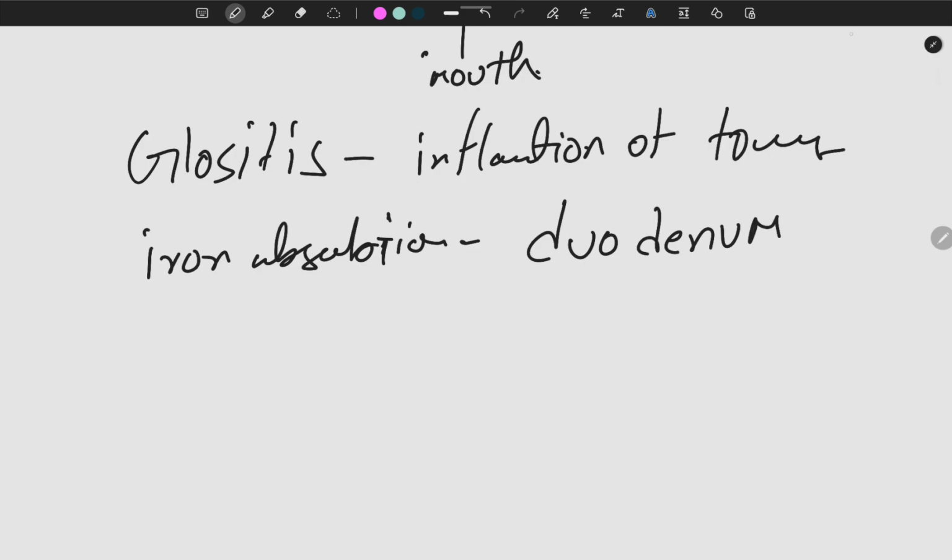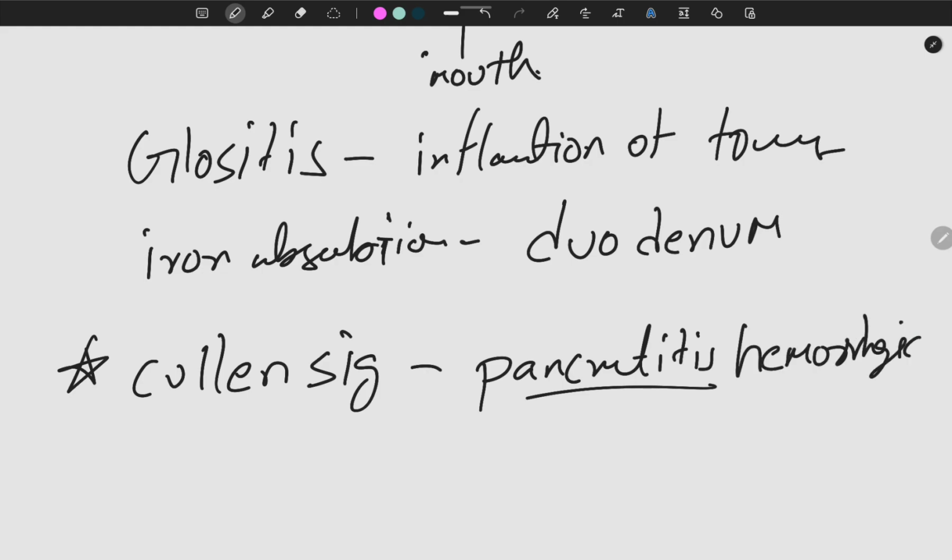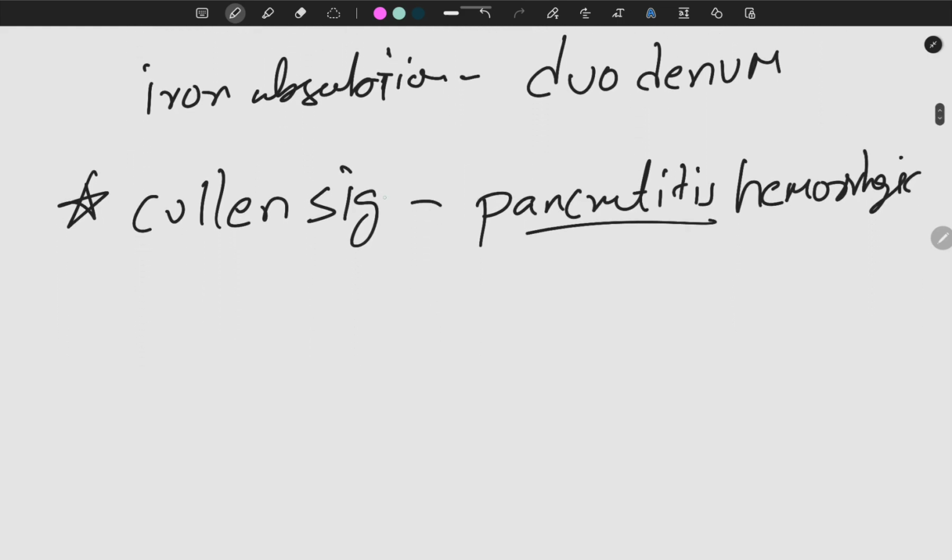So the next one is Cullen's sign. Okay, this is a very important thing. Cullen's sign. In which condition will we see Cullen's sign? That is pancreatitis. In the case of pancreatitis, mostly hemorrhagic pancreatitis, we will see Cullen's sign.